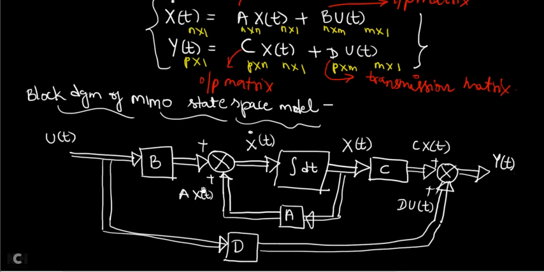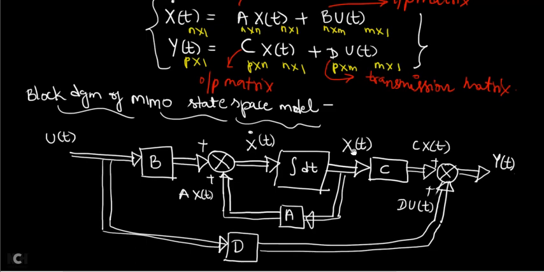Now this x of t is ready. How to get A into x of t? Take that x of t, multiply x of t with the A matrix, and you are going to get A into x of t. So it forms a feedback loop, correct? Without this, x dot cannot come, and without x dot this x cannot come. So it will be like a feedback loop.